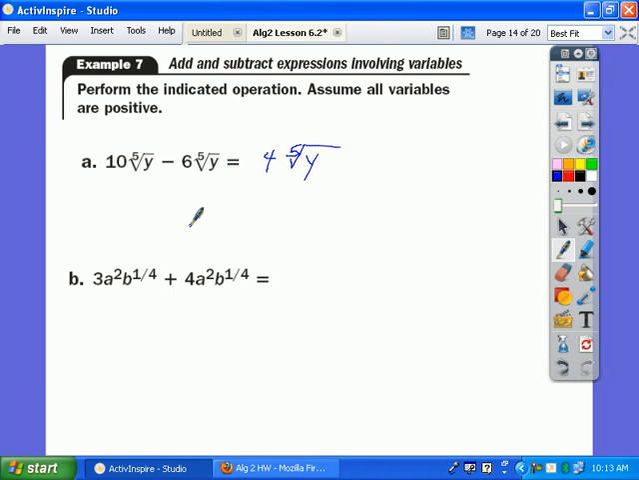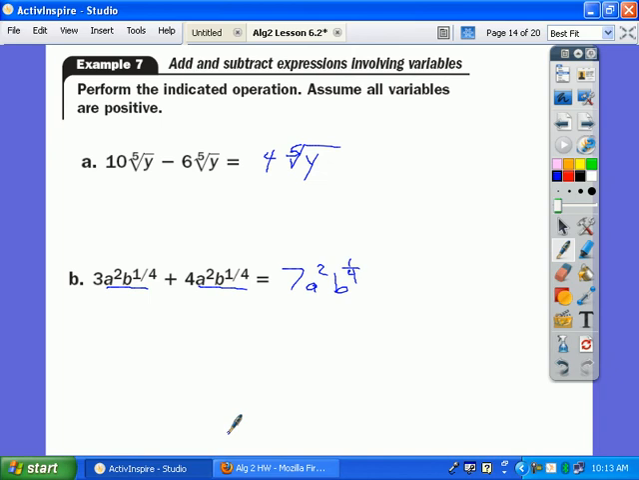Okay, that should feel pretty nice. And lastly, here I have a squared b to the 1/4, and here I have a squared b to the 1/4. Again, those all have to match. And then I have 3 of them plus 4 more, so we have 7 a squared b to the 1/4. And there we are. This roughly covers everything that you're expected to know about rational exponents.